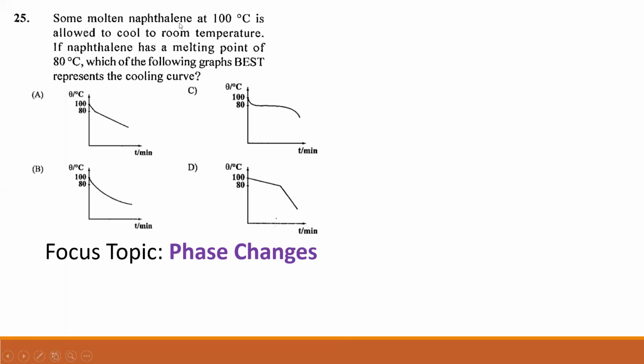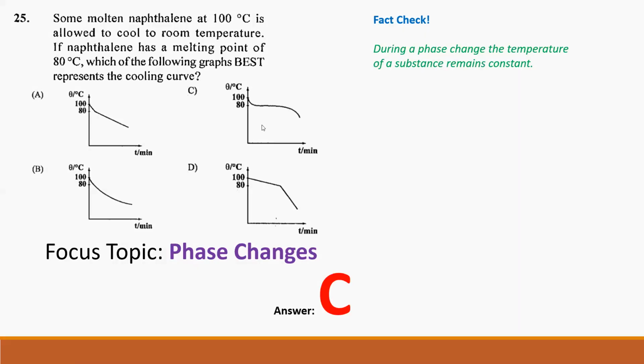25. Some molten naphthalene at 100 degrees Celsius is allowed to cool to room temperature. If naphthalene has a melting point of 80 degrees Celsius, which of the following graphs best represents the cooling curve? During a phase change, the temperature of a substance remains constant. So you look for a graph which has some constant part, and that's E. And it also corresponds to 80, where the melting point is, the line remains constant for a while. The answer should be C.